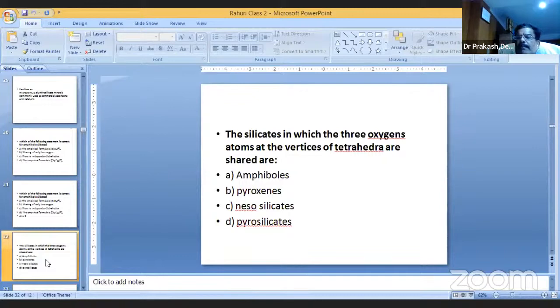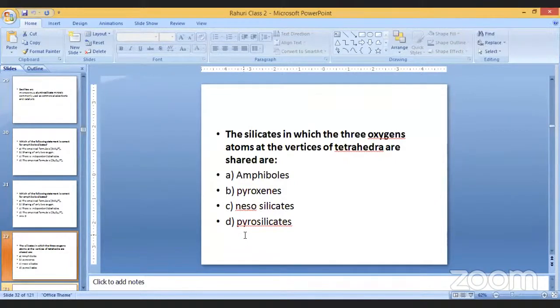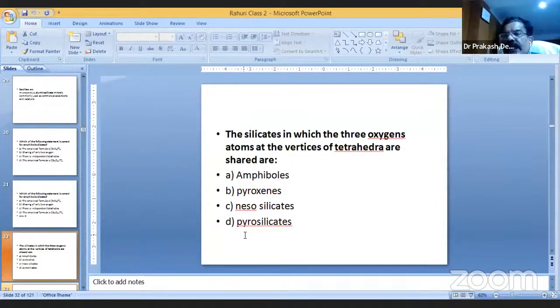So amphiboles, pyroxene, once again the example for pyroxene is agate. Nesosilicates, independent silica tetrahedra, olivine. Pyrosilicates, paired silica tetrahedra, hemimorphite. So the silicates in which the 3 oxygen atoms at the vertices of tetrahedra are shared. In case of the pyroxenes, only 2 oxygens are shared because it's a single chain. In case of amphiboles, 3 oxygens are shared. So that is how we have to take this answer. Nesosilicate, there is no sharing. In case of pyrosilicates, only one, the apex oxygen, is shared among the 2 silica tetrahedra.